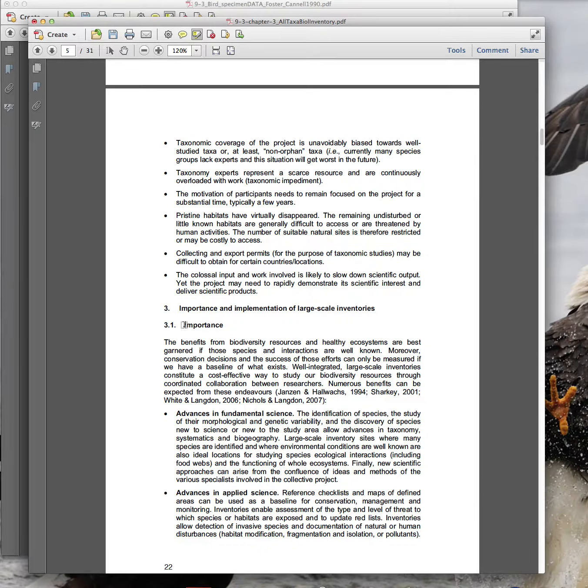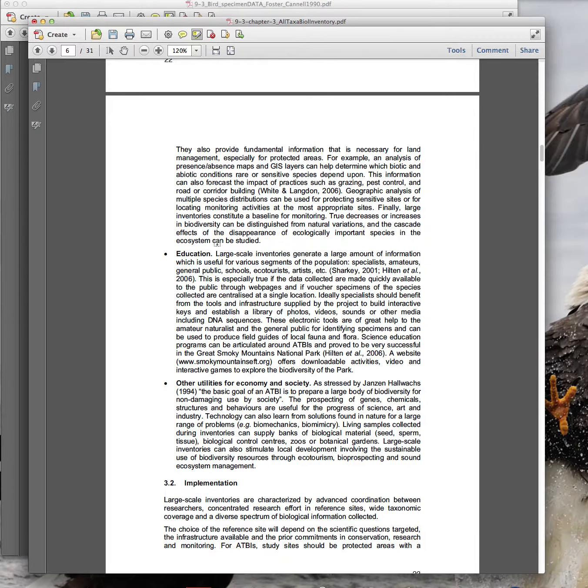Here's why I want you to refer back to the Smoky Mountains example. Go back to that website. They're telling you here the importance of an ATBI. Look and see if these types of importance are reflected in the Smoky Mountains ATBI: advances in fundamental science. Are they doing that with the Smoky Mountains project? How about in applied science? Education, take a look and see if they do have outreach and if that is effective in your opinion. They also give you another link, Smoky Mountains EFT. See if that one or the one that I gave you links to outreach.